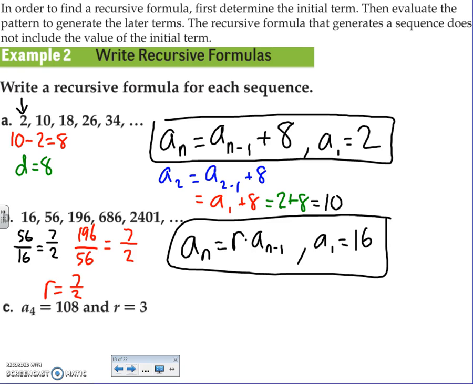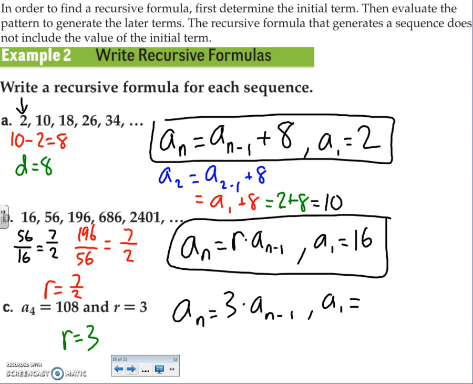Well, if they give us r, that means it's geometric already. So we know r equals 3. We're going to write the formula. So it's going to be a sub n, I'll use black again. A sub n equals 3 times a of n minus 1. And now I've got to find the first value. A sub 1 equals, we don't know. Well, that's why I do some math.